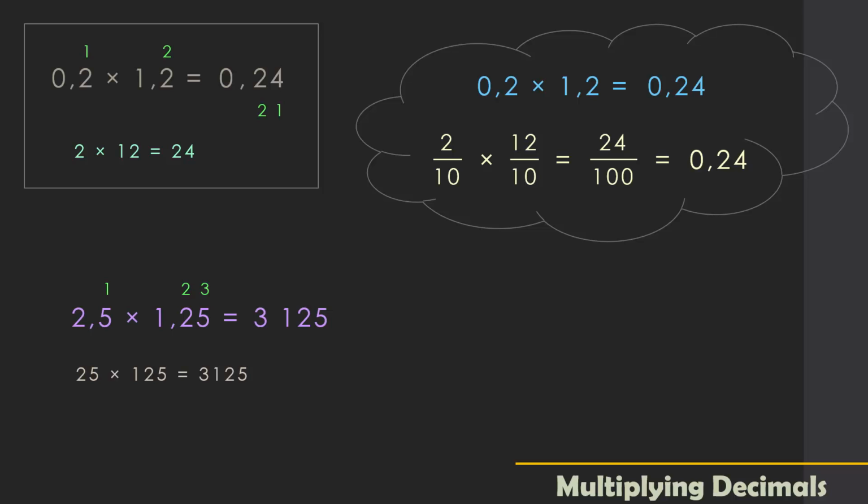3, 1, 2, 5. We count from the last digit. The last digit is 5. So we count 3 times from 5. 1, 2, 3. And then we write decimal point before tens. The tens here is 1. So the answer is 3.125.